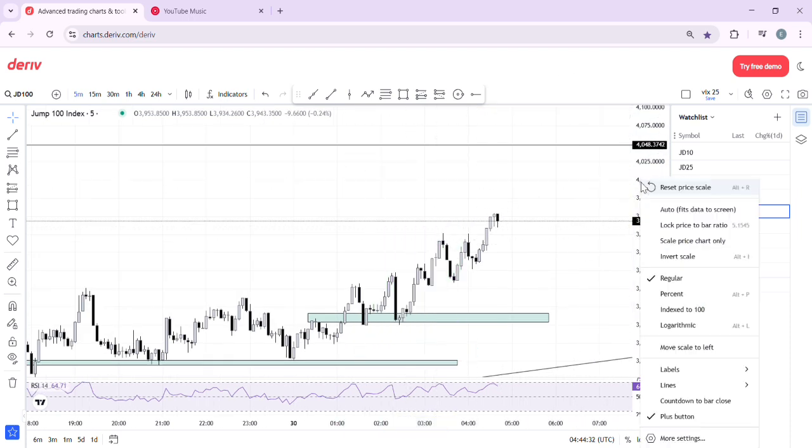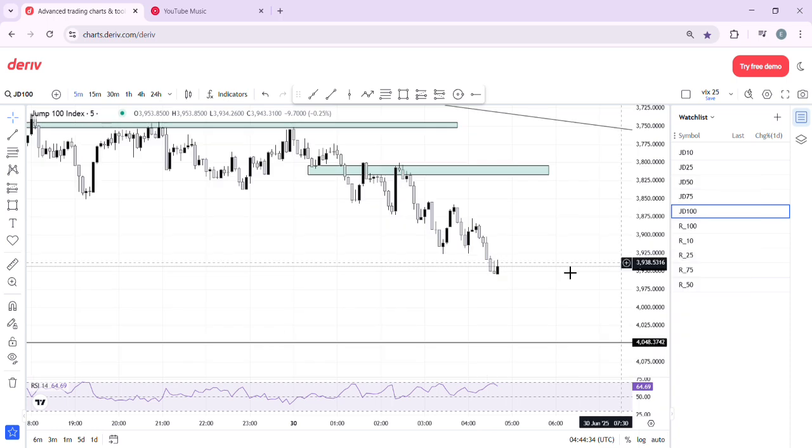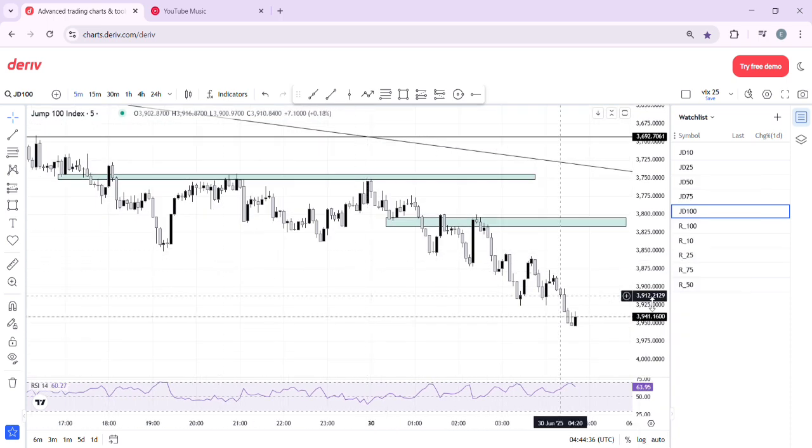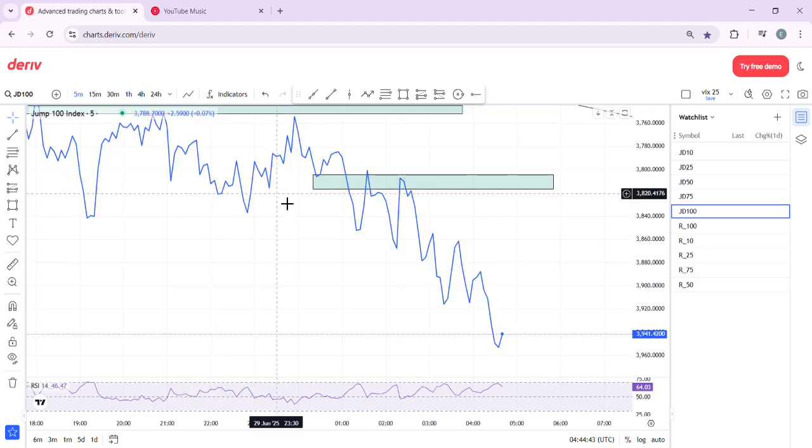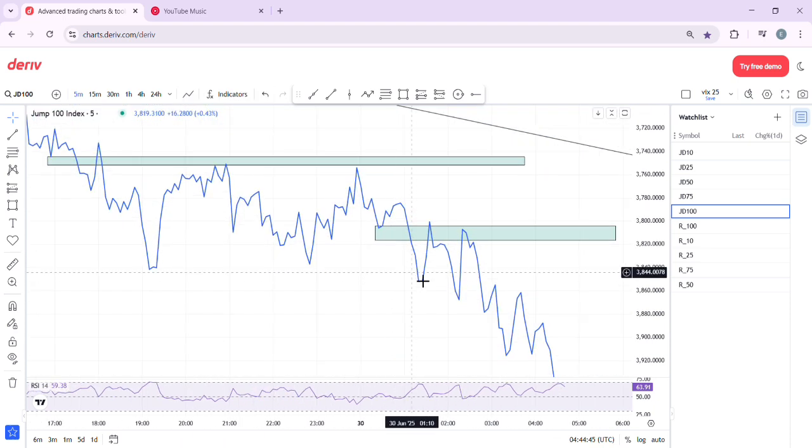And let me do this invert scale. The same thing goes for line trades. In our uptrend, it's resistance broken to turn support, but here it's going to be support broken to turn resistance.